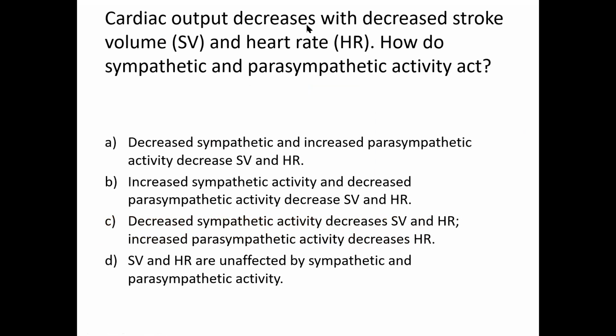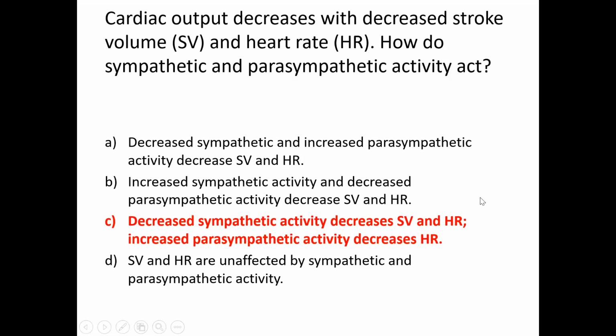So cardiac output decreases with decreased stroke volume and heart rate. How do sympathetic and parasympathetic activity act? A lot of responses for C, and C is decreased sympathetic activity decreases stroke volume, that's true, and heart rate, also true. And increased parasympathetic activity decreases heart rate only. Remember, increased parasympathetic activity does not have an influence on stroke volume. Okay, so the correct answer here would have been C.